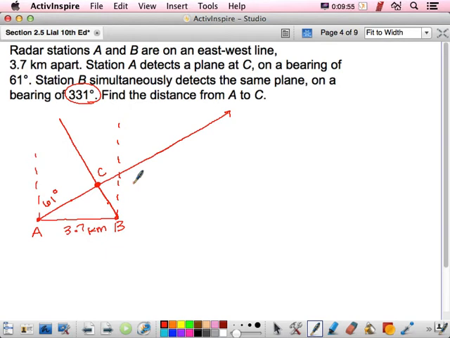Then I go through and I label that bearing. So all the way from here around to here was 331 degrees. Got it? Okay, that's all I know. And from that, I want to find the distance from A to C. So this is what I'm hoping to find, the distance from A to C. You could also call that little b.